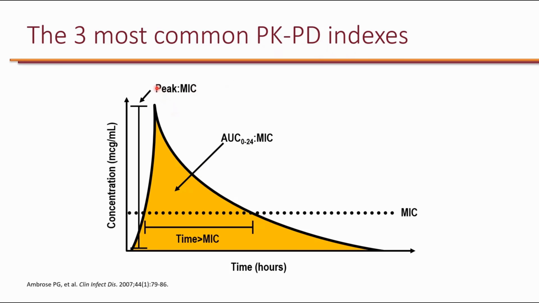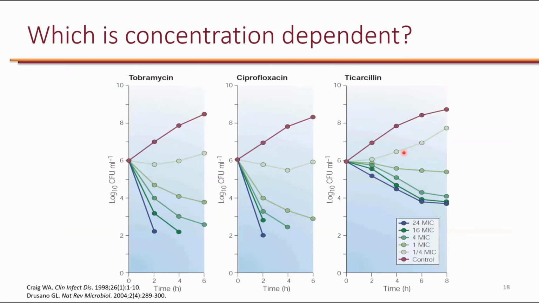So the three commonly used are the peak to MIC ratio, the AUC to MIC ratio, or the time above MIC. So when the concentration goes above this MIC concentration, it will go above and then eventually it will go down and then go below the MIC. The time it takes to go above the MIC and then below the MIC, that's referred to as time above MIC.